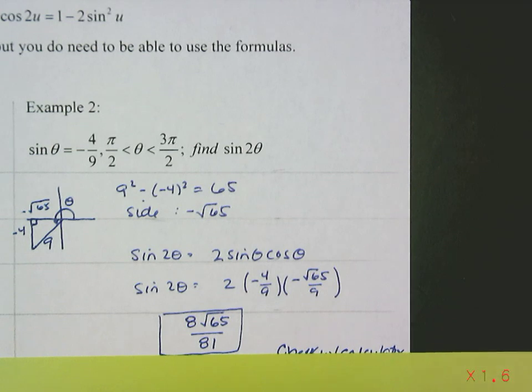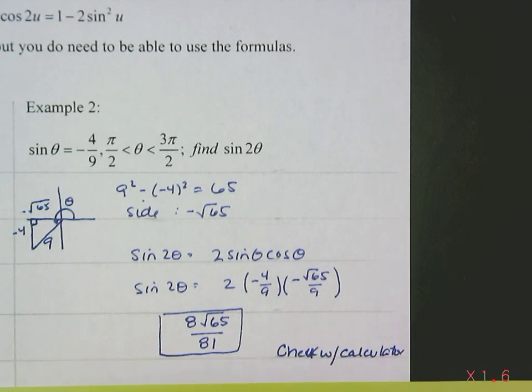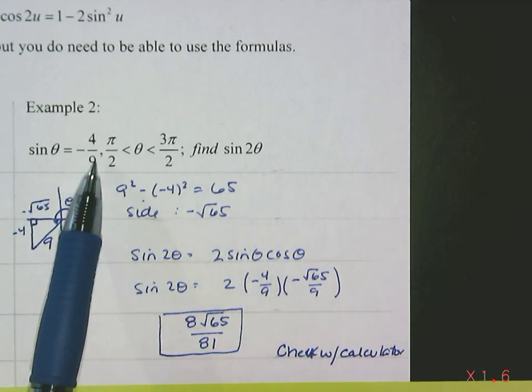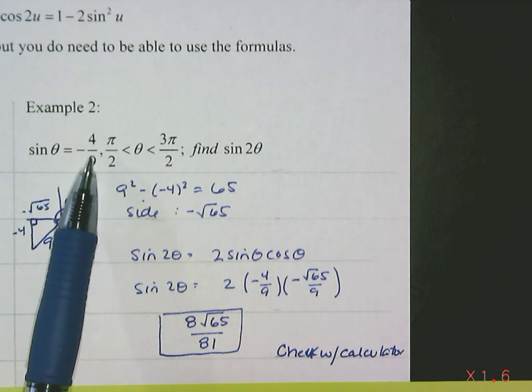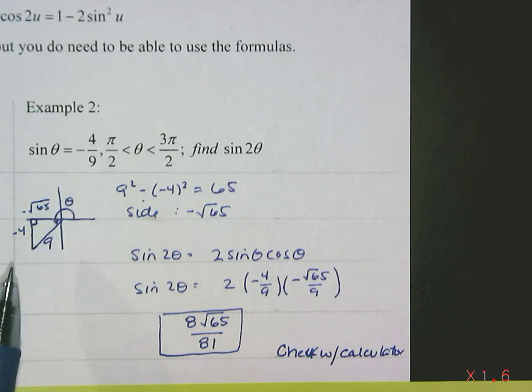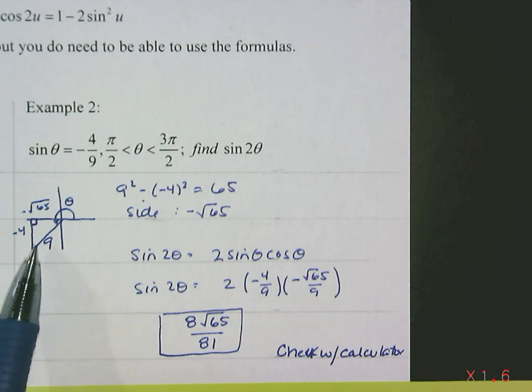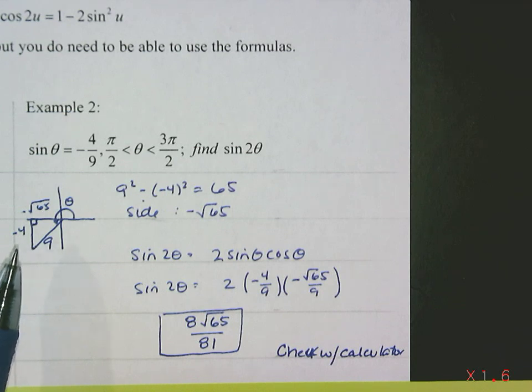Then I would check it with my calculator. If I know that the sine of the angle is negative 4/9, I can do inverse sine and find the angle. Just remember that I want to find the one that's in the third quadrant. Once I find that angle, I double it, and then I take the sine of that angle and check with a decimal. And that's how I check it with a calculator.